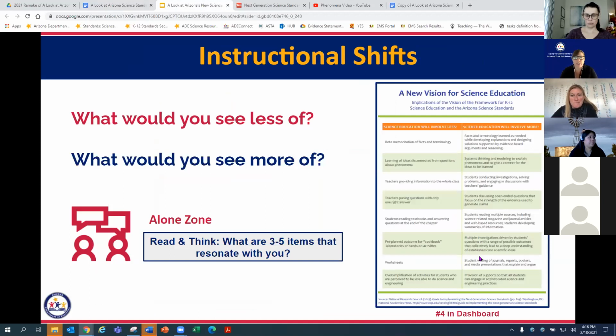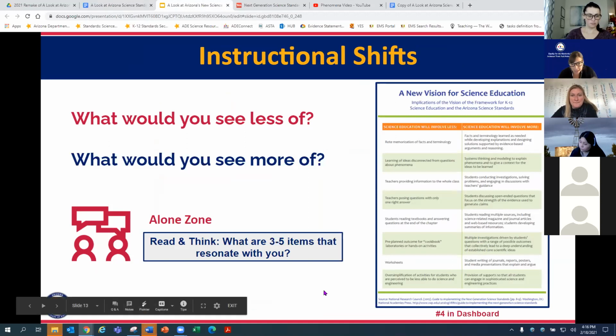All right, so here's our first task. With these new standards come pretty big instructional shifts. It's a mindset, and what we do and how we interact with students is going to change. And to help us think through this, we're going to do an activity.